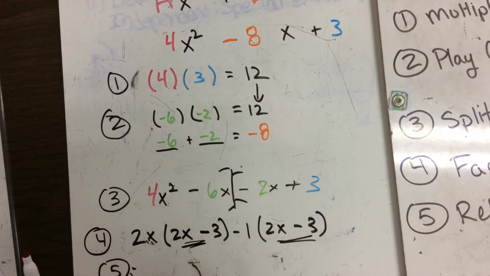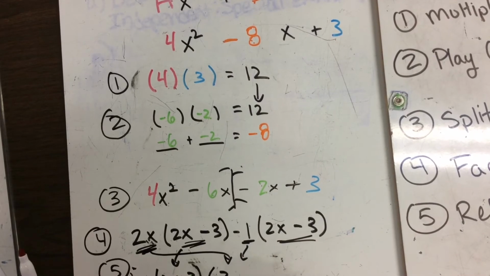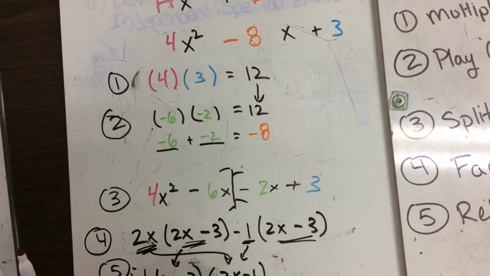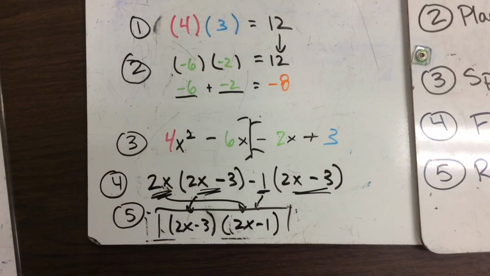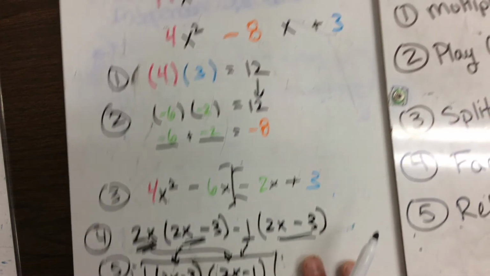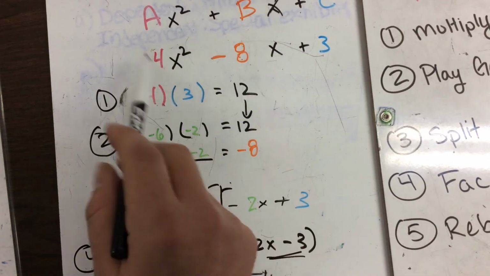So now all I got to do is rebuild, where I'm going to take one idea from the parentheses that are already there, and I'm going to rebuild using the pieces outside of the parentheses to give me a 2x minus 1. From here, I have done my factoring. I have factored out using splitting the middle. Again, if I were to FOIL this, I can't believe I just said that, you're going to get this back.